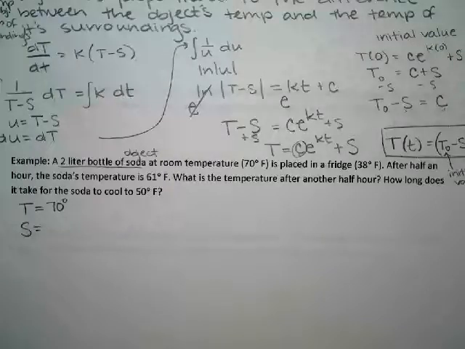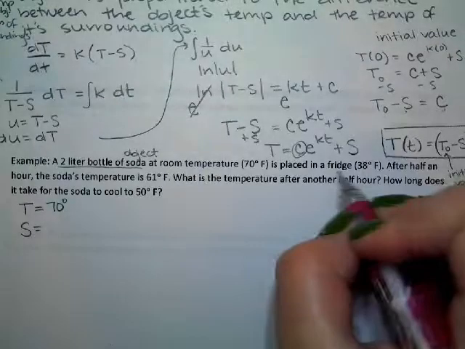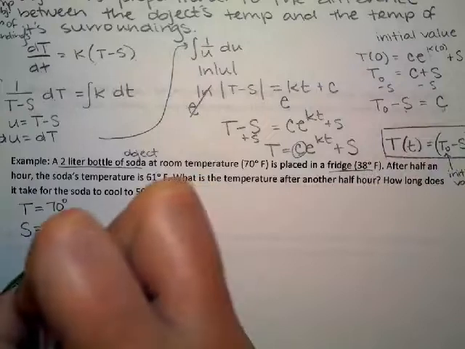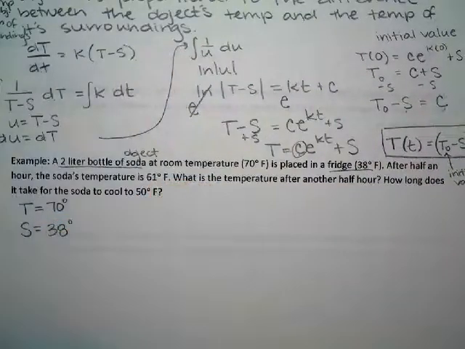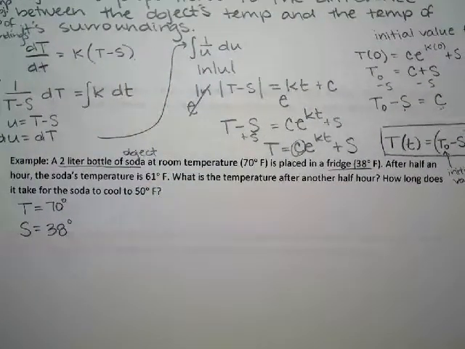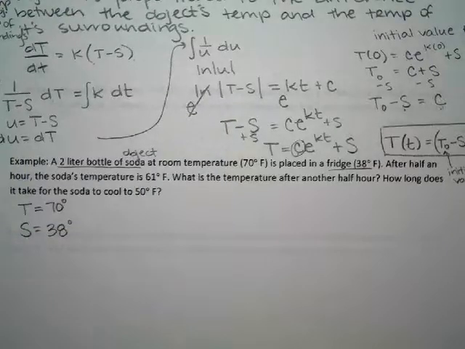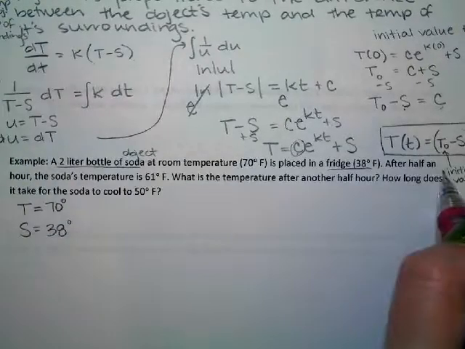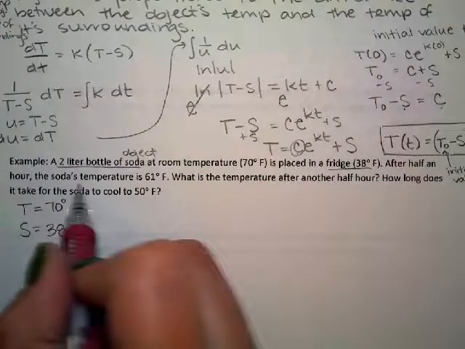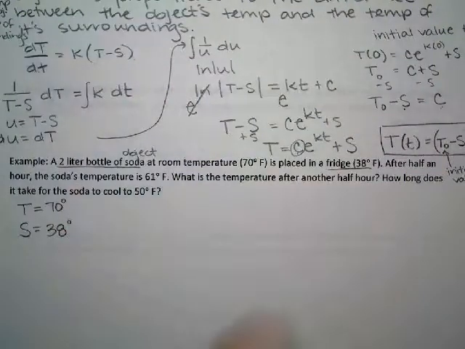38 degrees. That's your surroundings. Do you guys see how that works? After half an hour, the soda's temperature is 61. So now we've got a point. We have an input of time and an output of a new temperature. You guys see how that works? An input of time, an output of a new temperature. Okay, so let's write this down as a point.